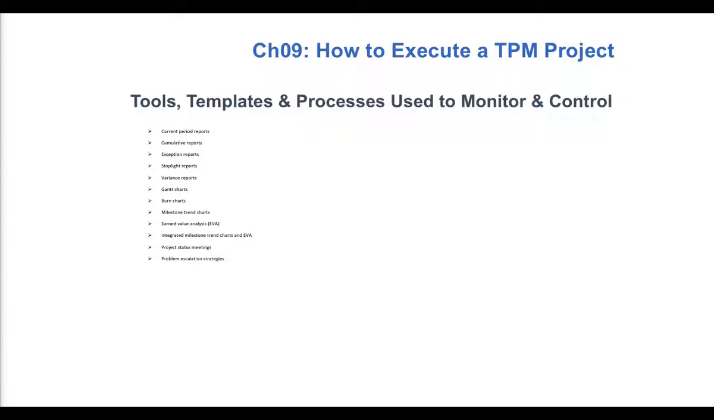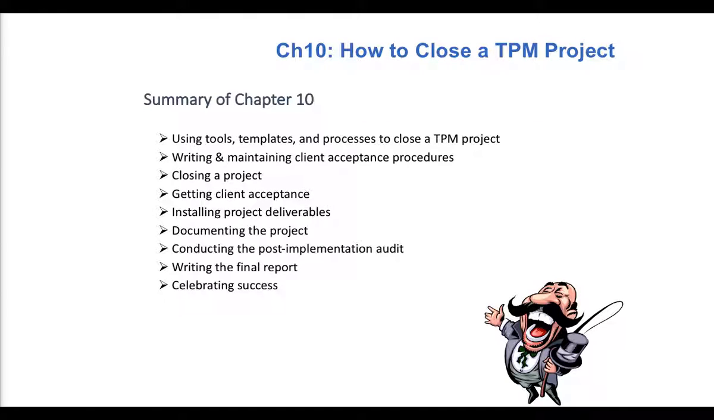Okay, so we get to the end and now we're ready to close. We need to have client acceptance procedures. We need to get the client to accept that those procedures say that we're done. We need to install the project deliverables. We need to finish up documenting the project. We need to do a post-mortem or post-implementation audit. We write the final project report.